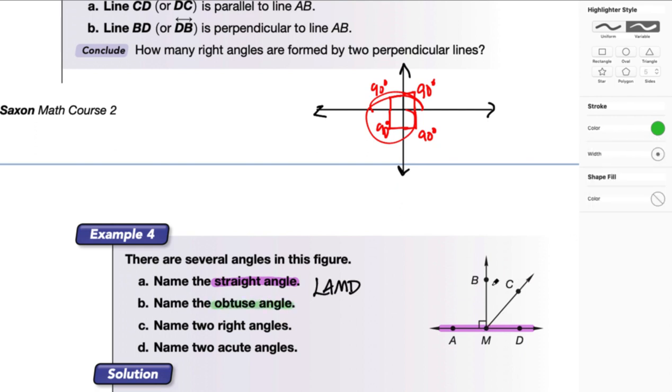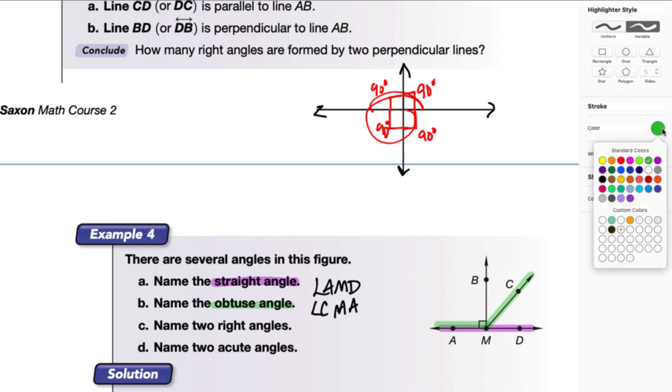The next angle that they ask us about is an obtuse angle. And so when I look, this is right, this is too small, but here's our obtuse angle. Our obtuse angle is here, and we can call it angle AMC, rather, or CMA. So I'm going to call it angle CMA.